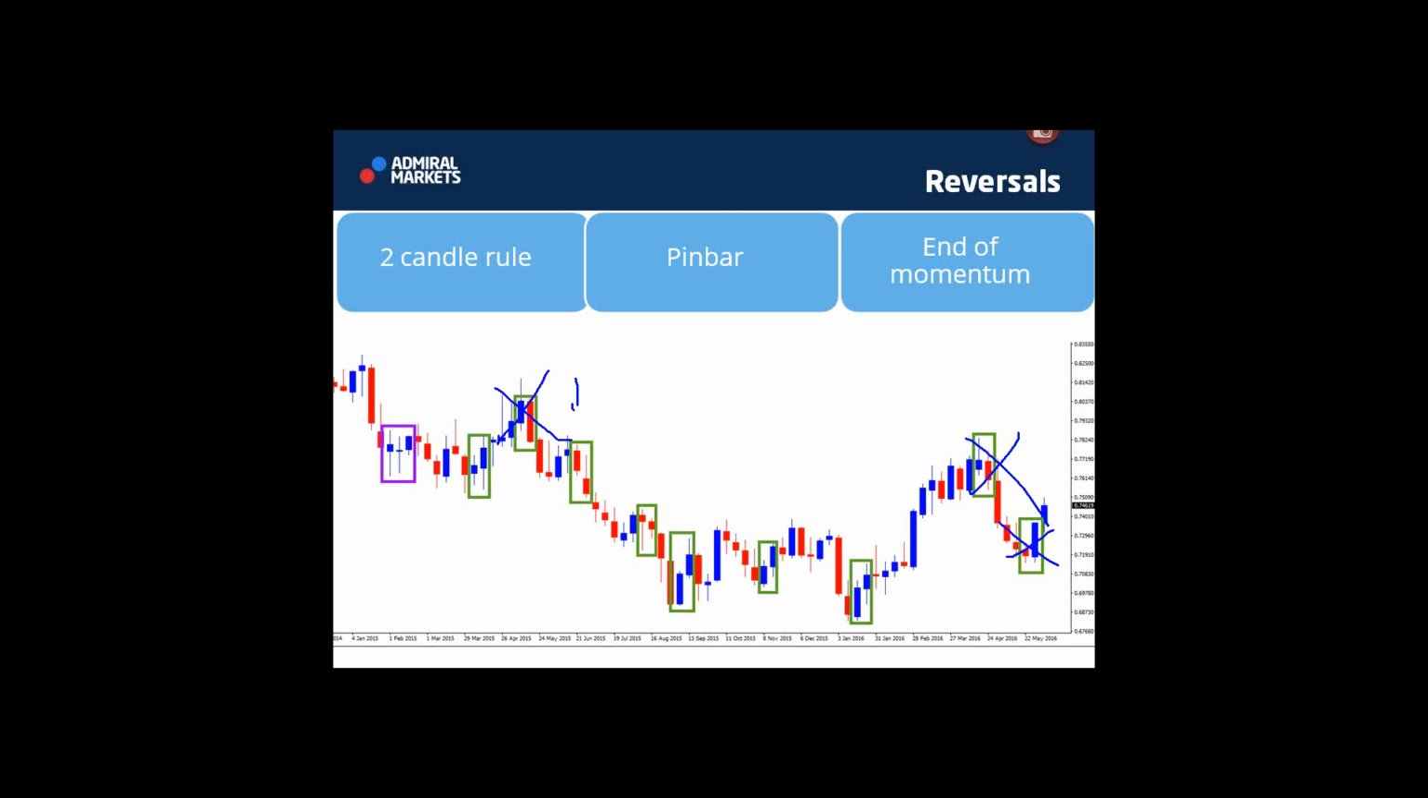Here you get good continuations of the downtrend, and here you get some good pullbacks as well, or reversals. So 2 candles in the opposite direction of a decent size once again, is another kind of extra confirmation besides a pin bar.